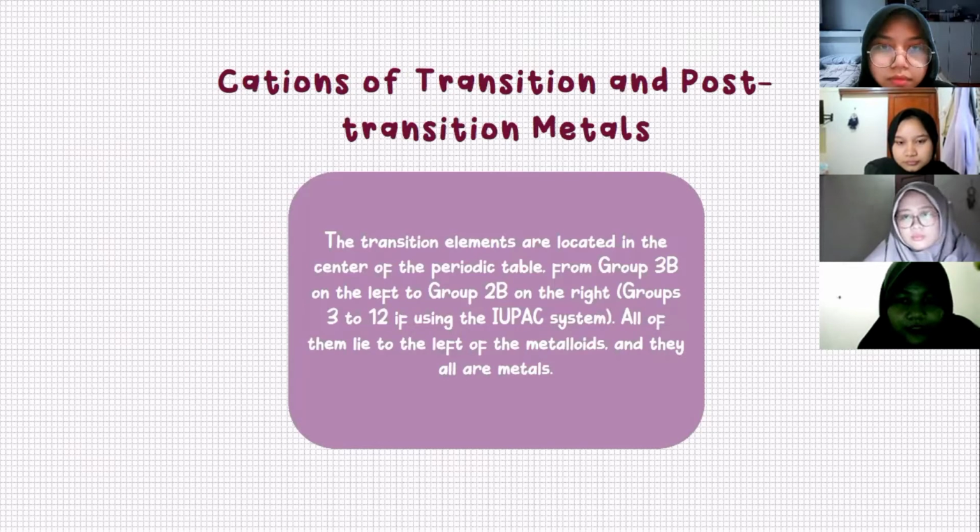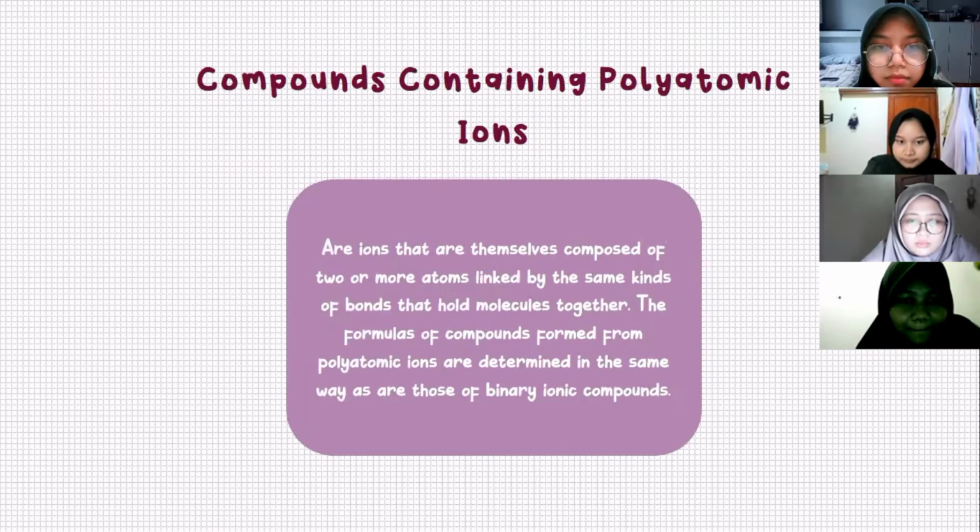Next, transition and post-transition metals. The transition elements are located in the center of the periodic table from group 3B on the left to group 2B on the right, or group 3 to 12 if using the IUPAC system. All of them lie to the left of the metalloids and they all are metals. Next.